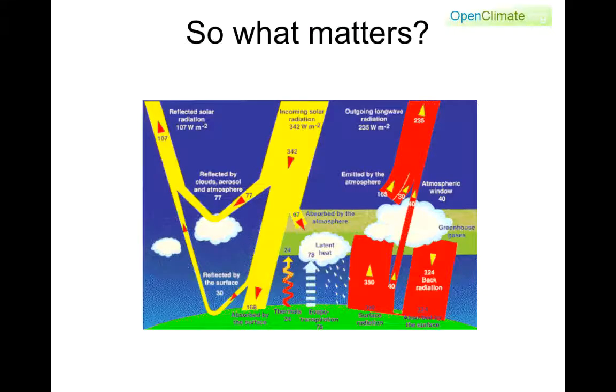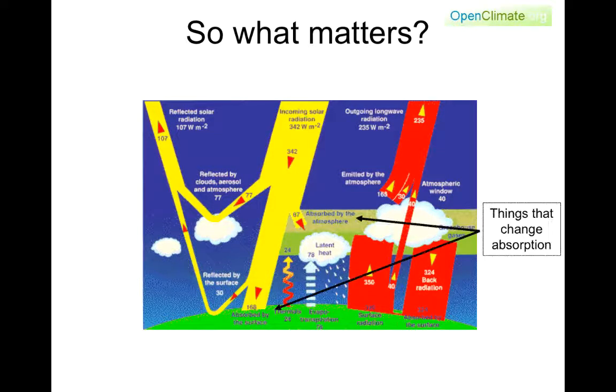So what matters? As we start to think about how energy gets to the earth and then becomes trapped by the atmosphere to warm the surface, then we have things that change absorption, which have an impact on the energy balance. So some of it is absorbed by the atmosphere, some is absorbed by the surface. And if you think about things at the surface that change absorption, the easy one that people are generally familiar with is a white surface versus a black surface.